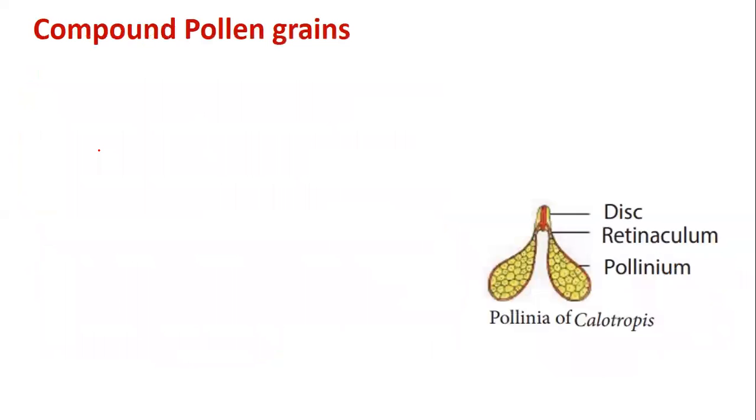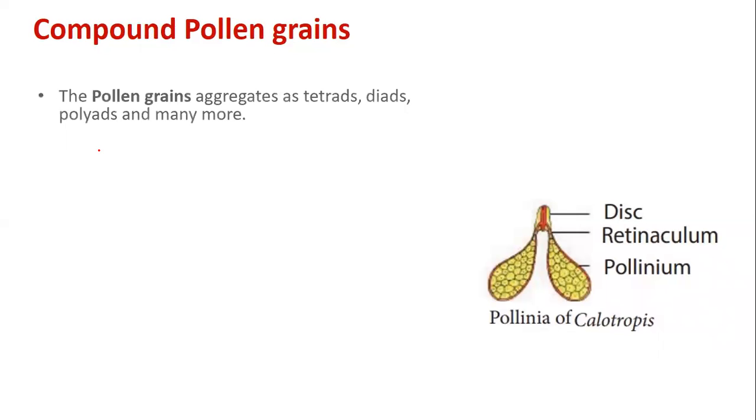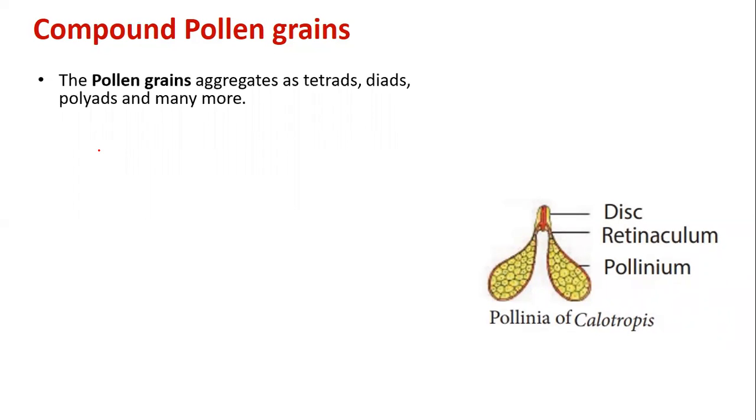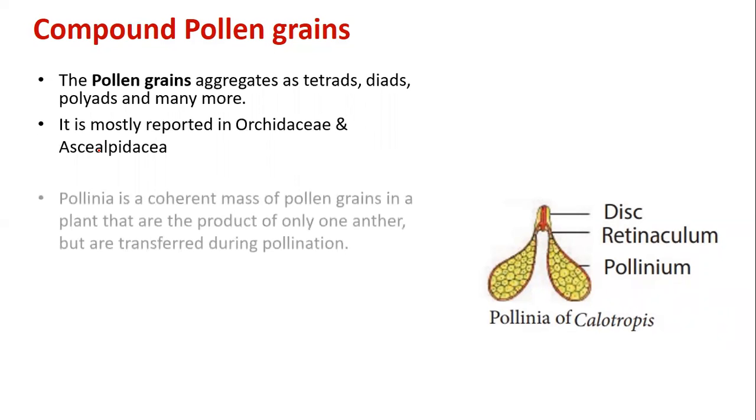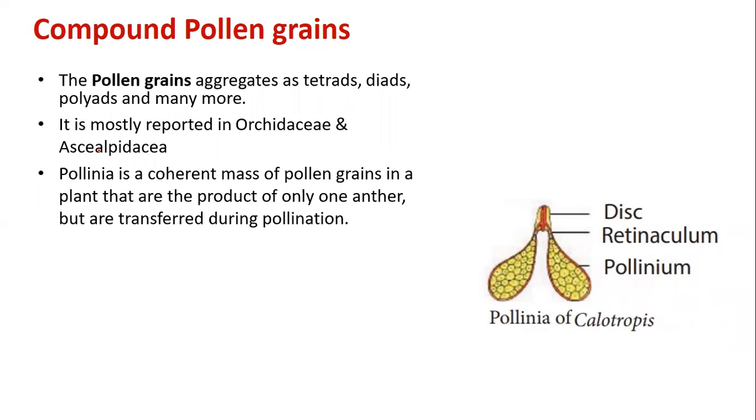Now there is another interesting phenomenon, that is compound pollen grain. In some cases, pollen grains aggregate, and after aggregation they form a structure we call a compound pollen grain. That is reported in 2 families. What is the name of the family? The families are Orchidaceae and Asclepiadaceae.